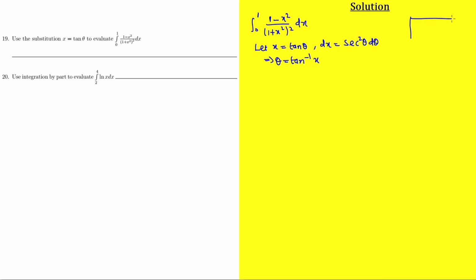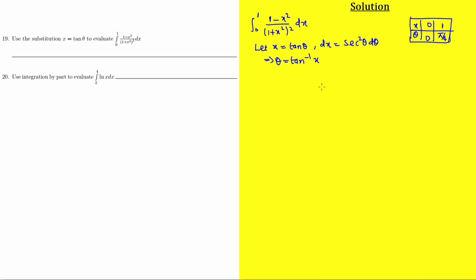Now if we do that, what are we going to have? We are changing the limit from x to theta, right? So we're going to change this one from 0 to, so if our x is 0, that means our theta is going to be arctan of 0, which is 0. And if our x is 1, what will our theta be? Our theta is just pi over 4. That is, arctan of 1 is pi over 4.